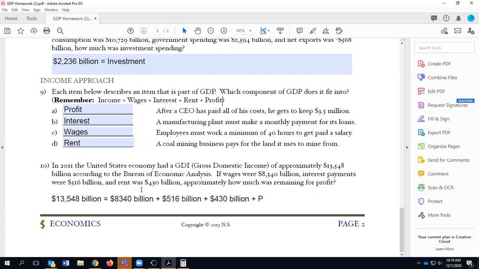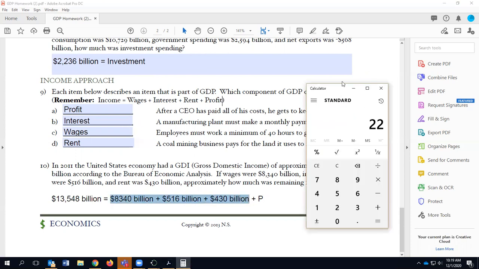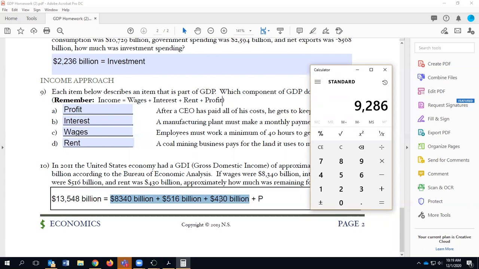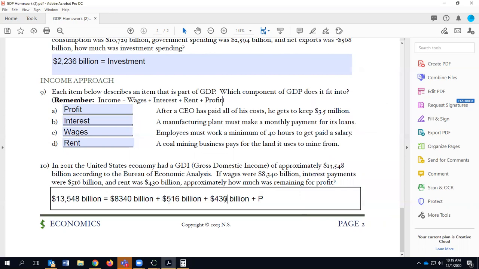So what's the first thing we're going to do? We're going to answer 8, 5, and 4. Yep, so we have to add these three numbers together. 8340 plus 516 plus 430. That's what I get. Make sure I'm right. You got the same thing? Okay. So then we're going to get 9286. Whoops, that's wrong. There we go.